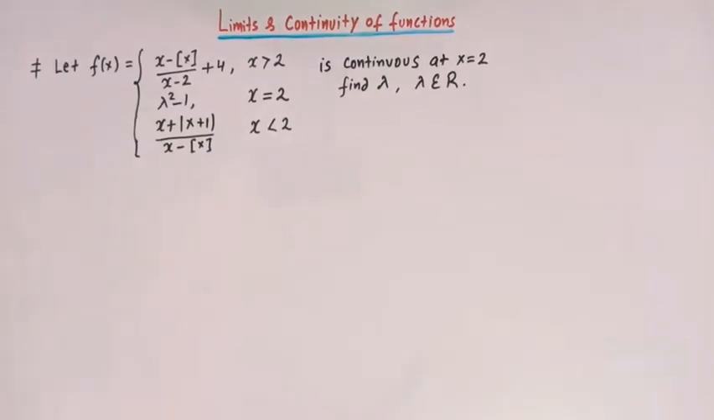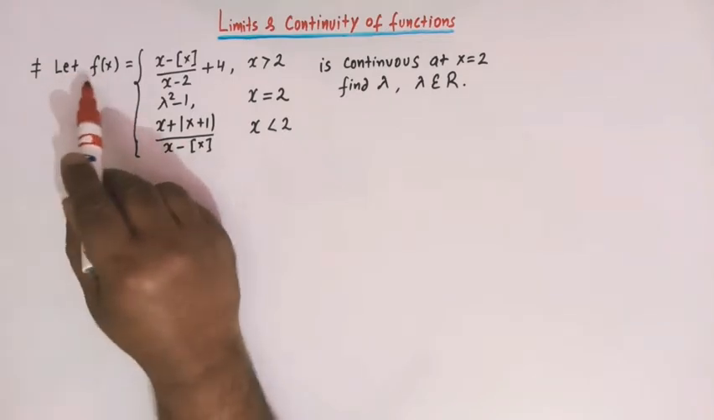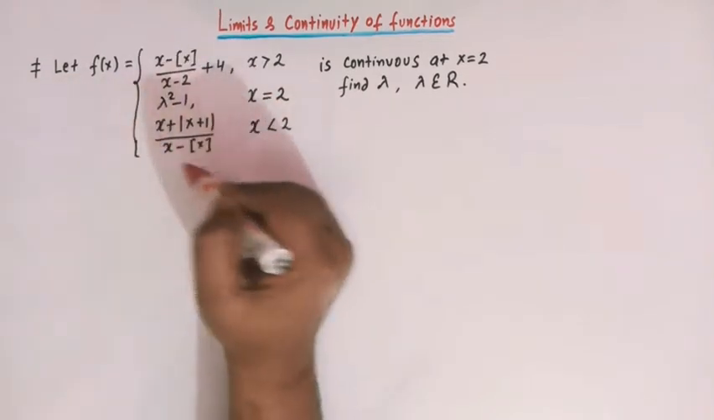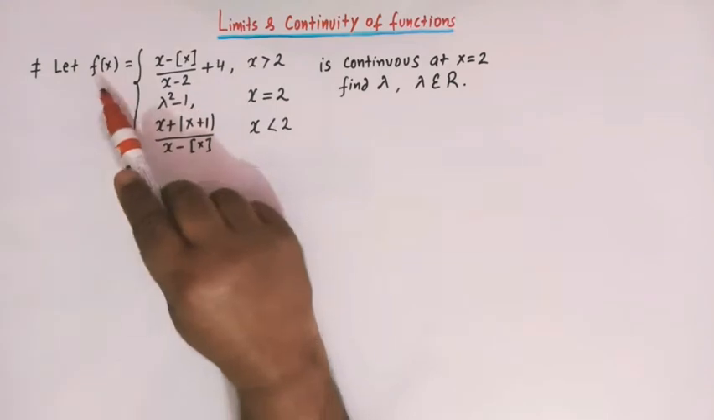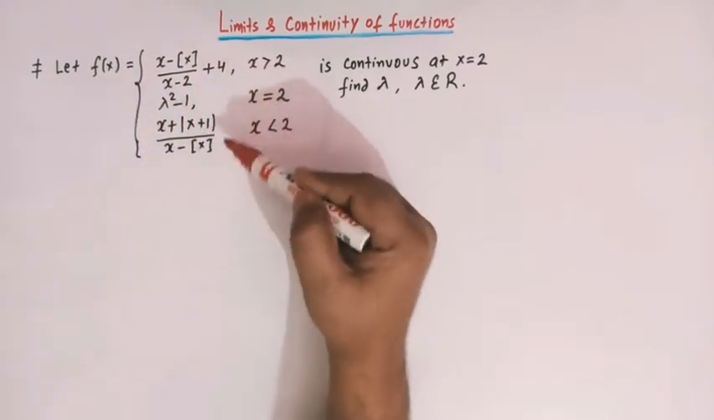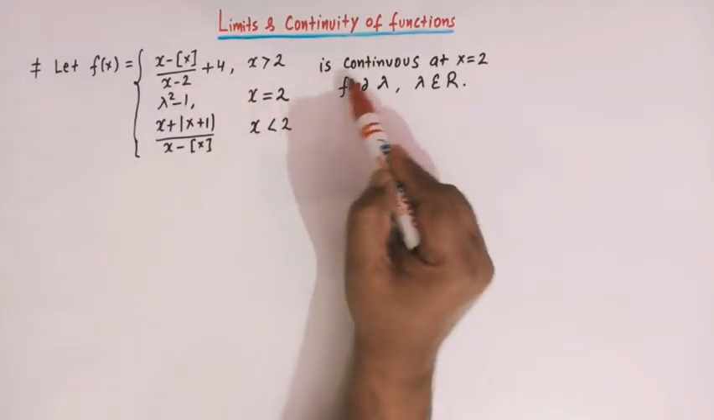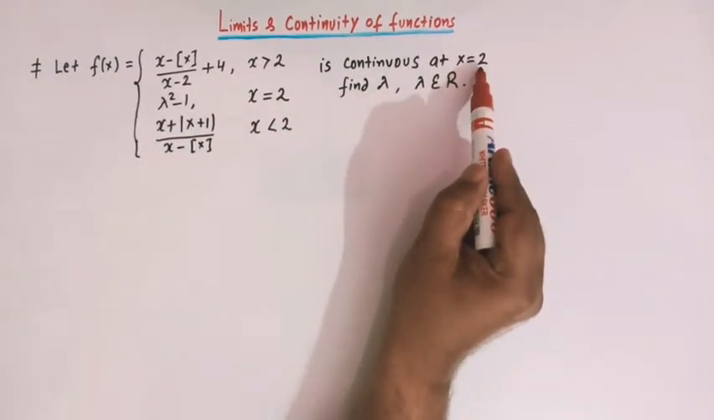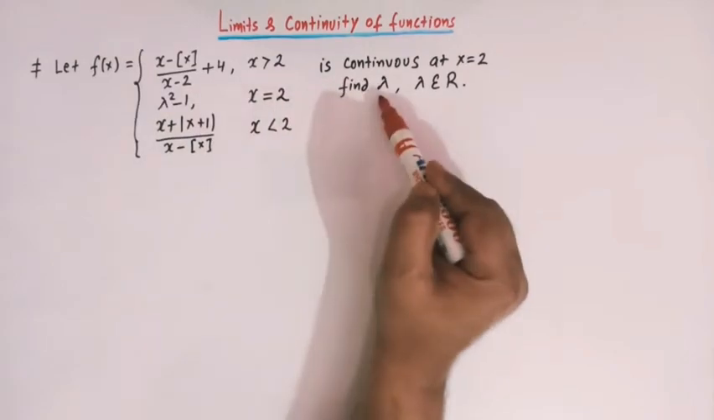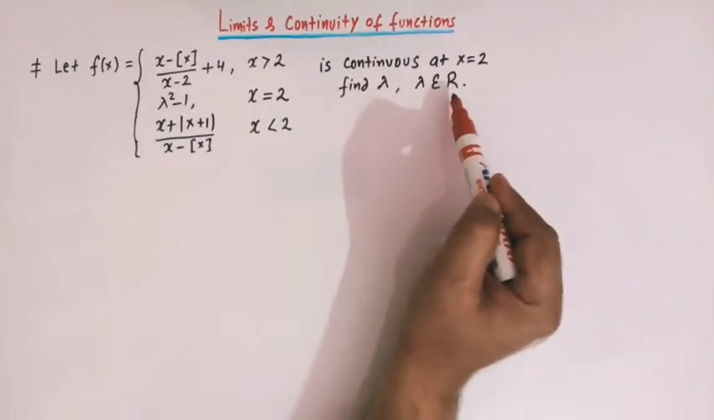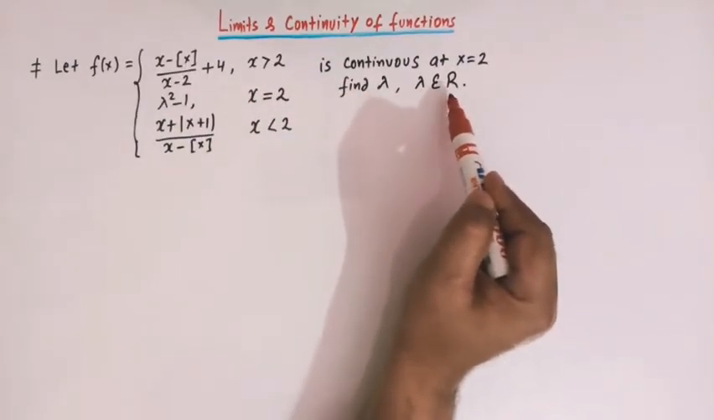Hello viewers, in today's class we are going to discuss an interesting and conceptual problem from limits and continuity of functions. Here we are given a function which is expressed as a piecewise function, and this function is given to be continuous at x is equal to 2, and we have to find the value of lambda, where lambda belongs to the set of real numbers.